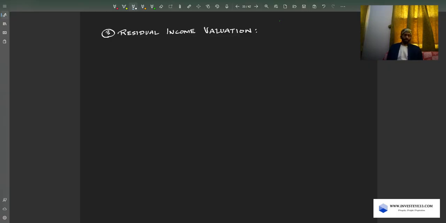So the third model is the residual income valuation model for Bank of America. And how do we use it for measuring the valuation, friends? Let's first understand what is the residual income valuation. What is the meaning of residual income valuation?